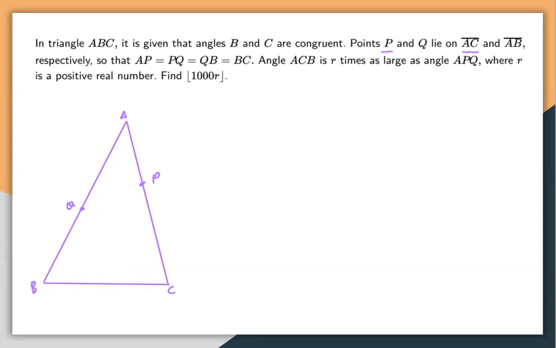Okay, so this is what we have. We are going to connect this, and this segment AP is the same as QP, that is QB and BC. So we have to use these somehow. And the angle ACB, which is one of those congruent angles, is R times as large as APQ, the angle right here. Okay, so let's see what we can do.